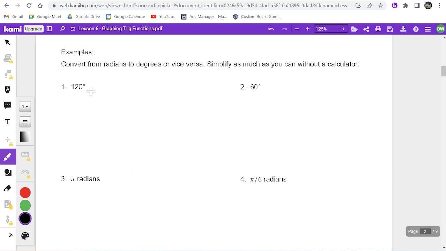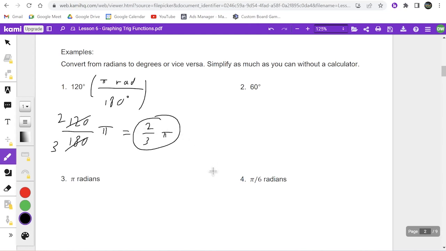For 120 degrees, it's going to be pi radians divided by 180 degrees. That's the conversion we do. And then we have to ask ourselves, well, how does this reduce? So, for instance, 120 divided by 180 times pi. Well, both of these are divisible by 60. So 120 reduces to 2 and 180 reduces to 3 if you divide both of those by 60. And if you don't like that method, you can keep dividing by 2 or dividing by 3 or dividing by 6 until you get down to what I have here. Basically, the final answer is 2/3 pi. So that's it for that first one.